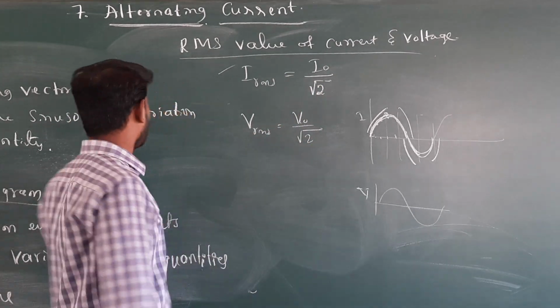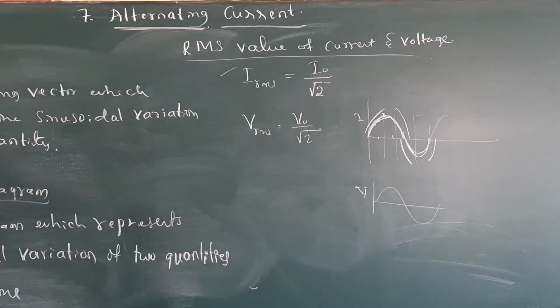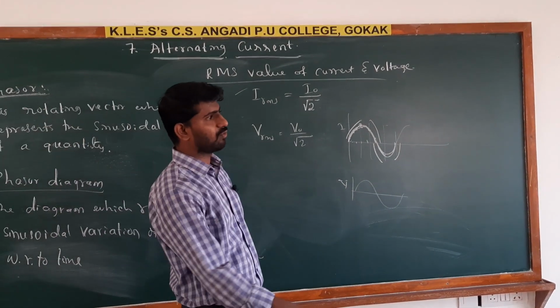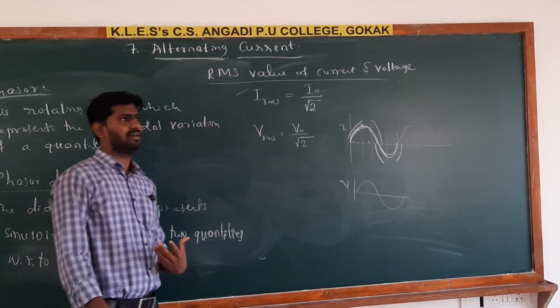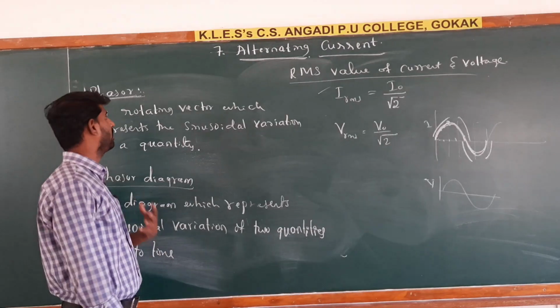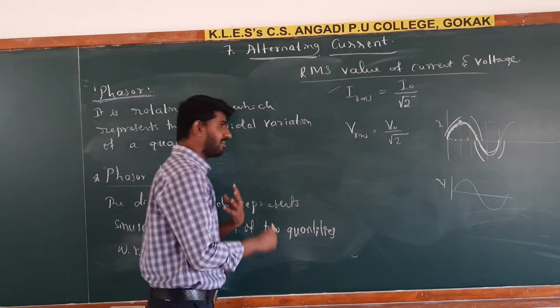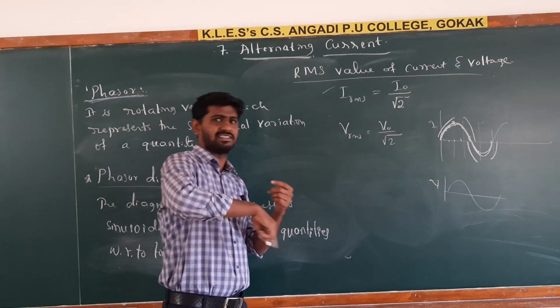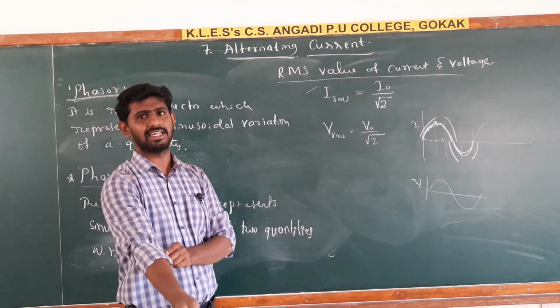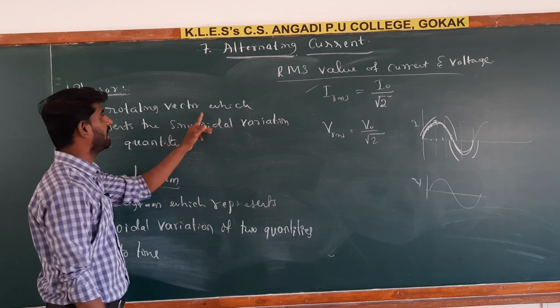And the next point, phasor. I think it's a new word for you. So what is a phasor? A phasor is a vector quantity, or you can say it is a rotating vector. It means you can represent that vector in all 360 degrees. That's why we call it a rotating vector.